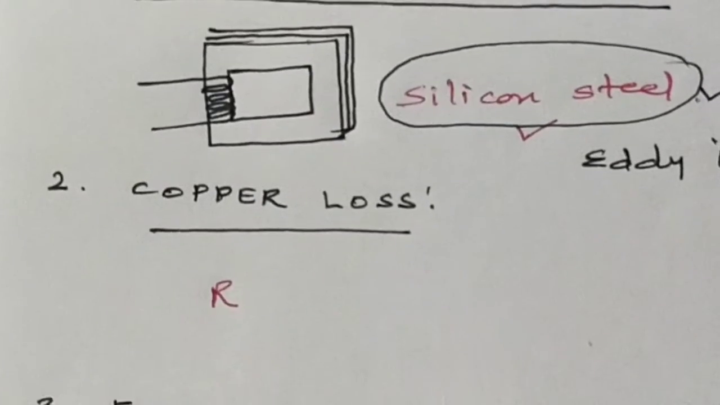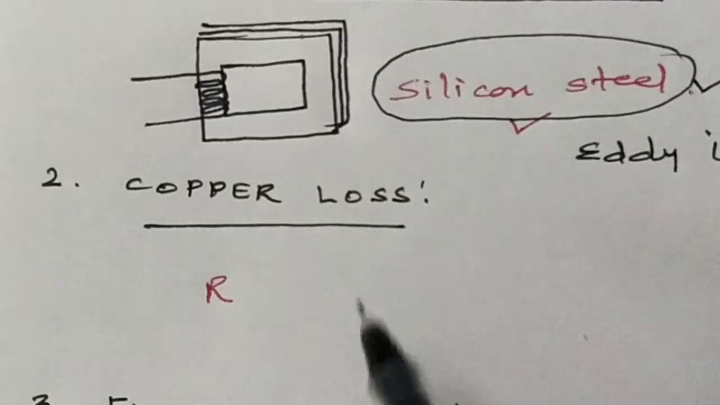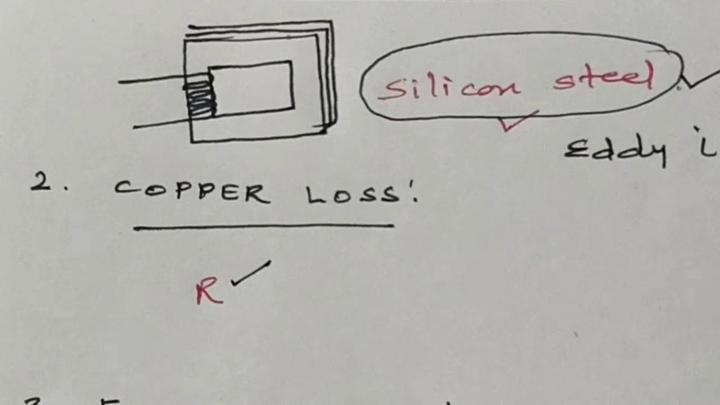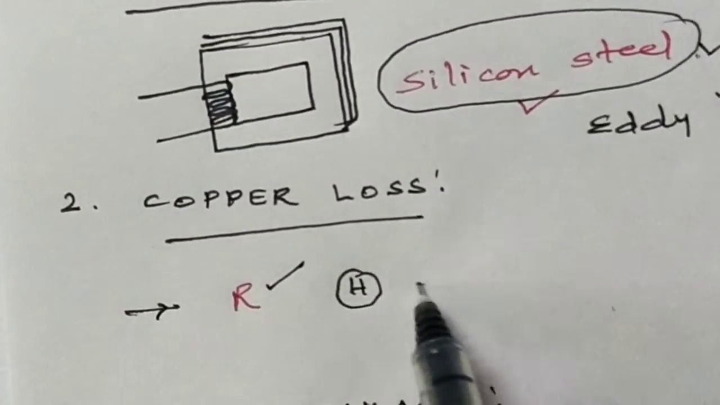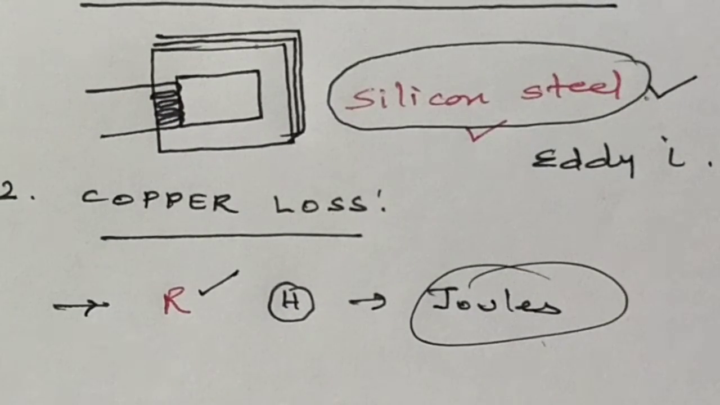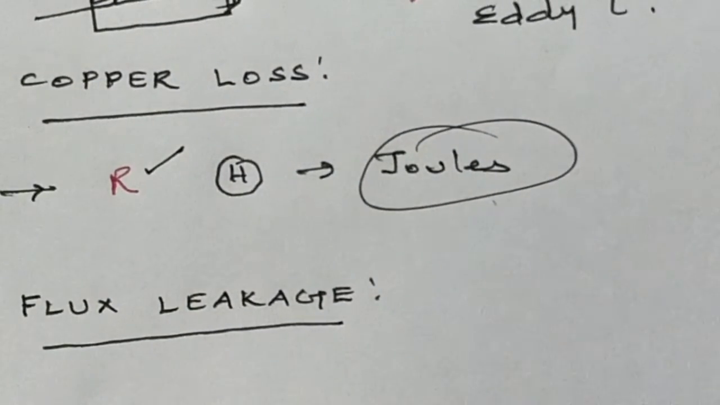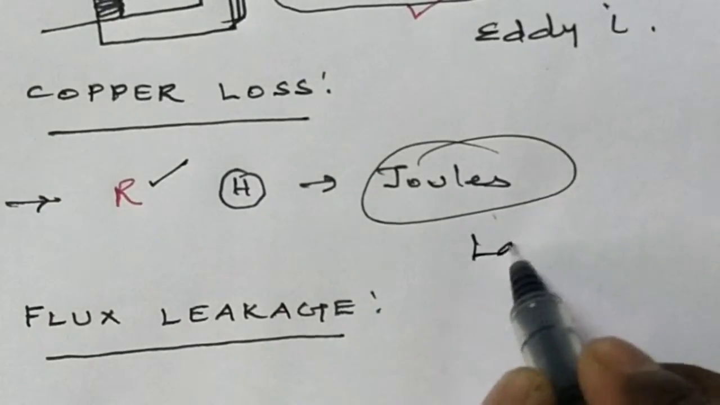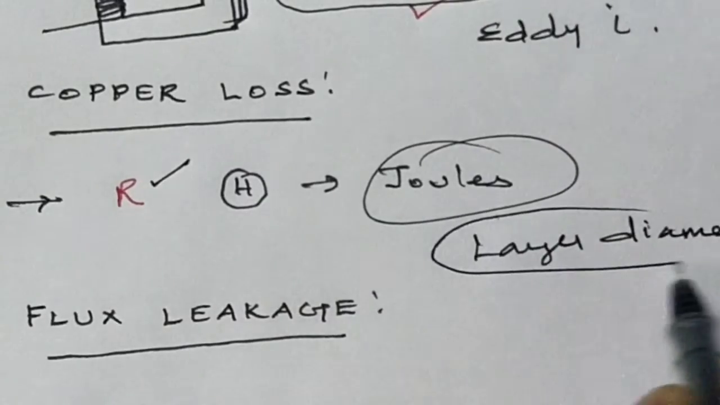Now moving to the copper loss. Copper loss arises because the transformer winding has electrical resistance. When the electric current flows through a resistance, it produces heat energy due to Joule's heating effect. To minimize the copper loss, we use wire of a larger diameter, that is, thick wires.